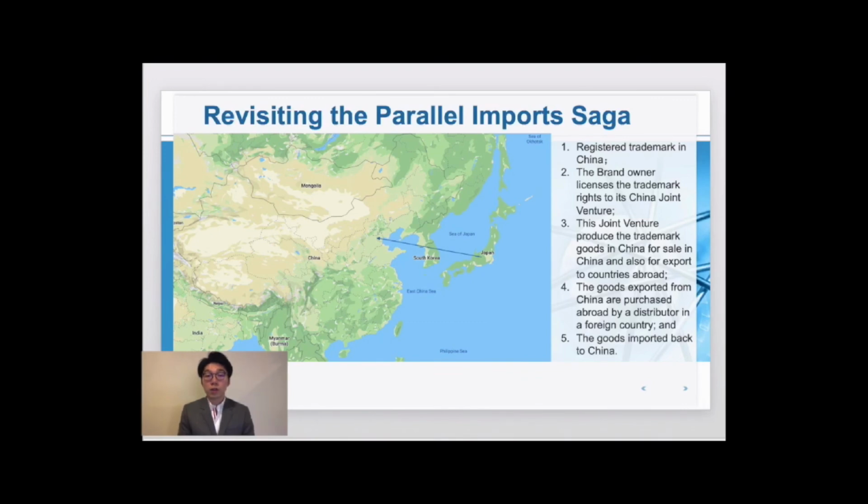In these situations, the trademark owner or its licensee attempts to block the importation of the parallel goods with the strength of the exclusive rights created by the registered trademark. The claim by the trademark owner or the licensee is that the importation of the parallel imports without its consent will constitute an infringement of the exclusive rights of the owner's PRC trademark.